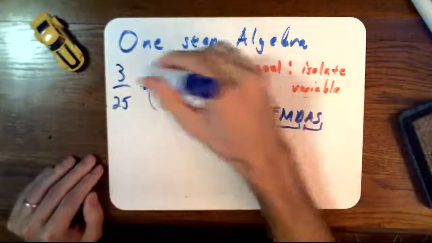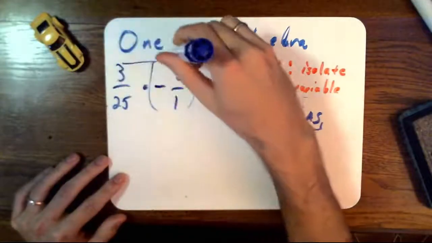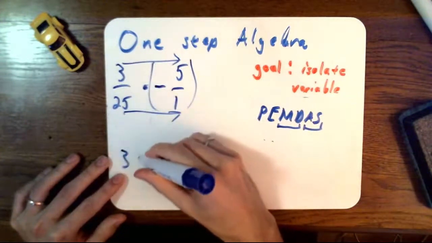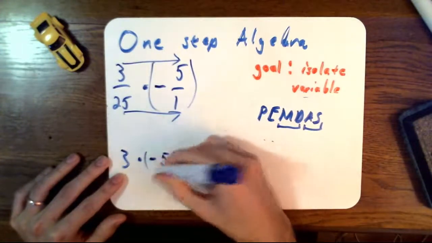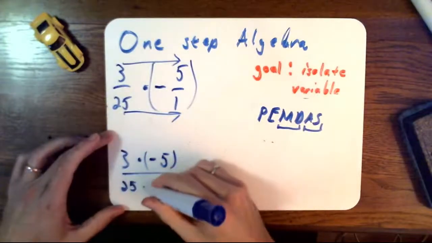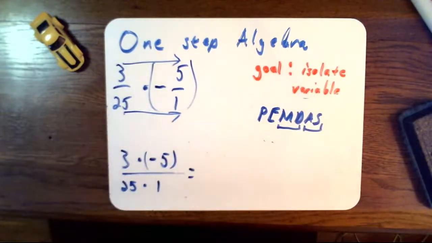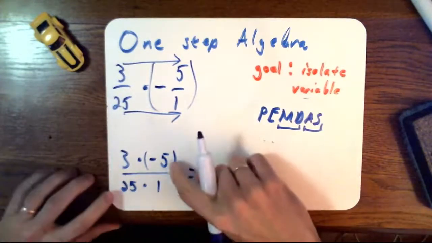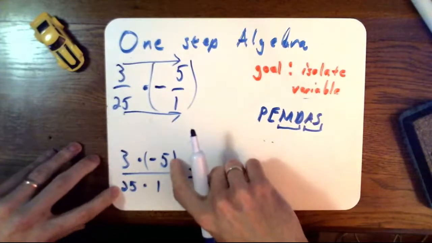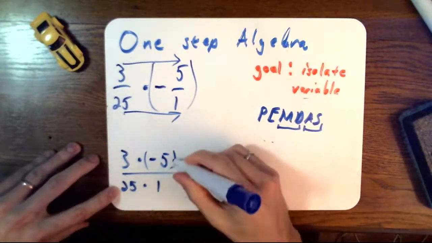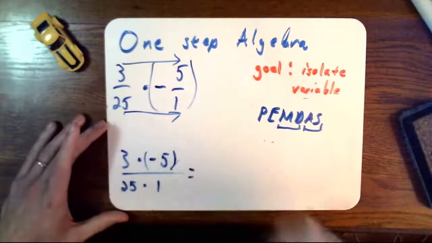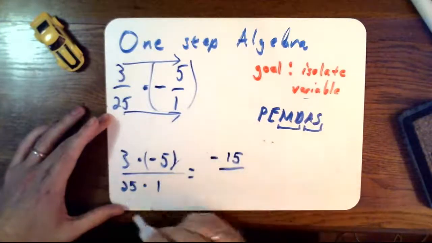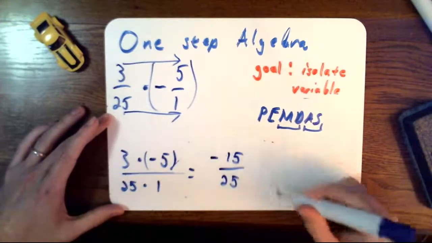Because now, how do we deal with this? Well, we just multiply going straight across on the numerator, straight across on the denominator. So it'll be 3 times -5 over 25 times 1. And I'm going to multiply these out and then cancel. It is possible to cross-cancel these first, but I'm not going to show that here. I'm sure we'll have examples in the future where I'll do it. 3 times -5 is -15. 25 times 1 is 25.